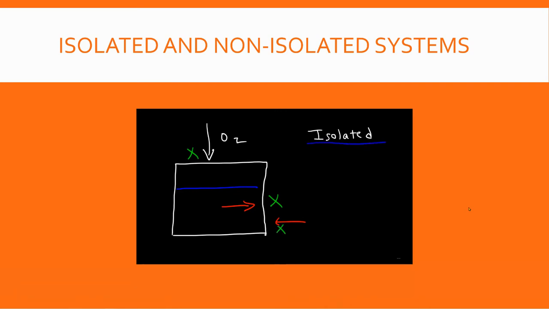So just to review, in an open system, matter and energy can enter or exit an open system. In a closed system, matter cannot transfer into or out of a closed system, but energy can. And in an isolated system, nothing can enter, nothing can leave. Matter and energy cannot enter or leave an isolated system. And so those are the differences between these three systems.